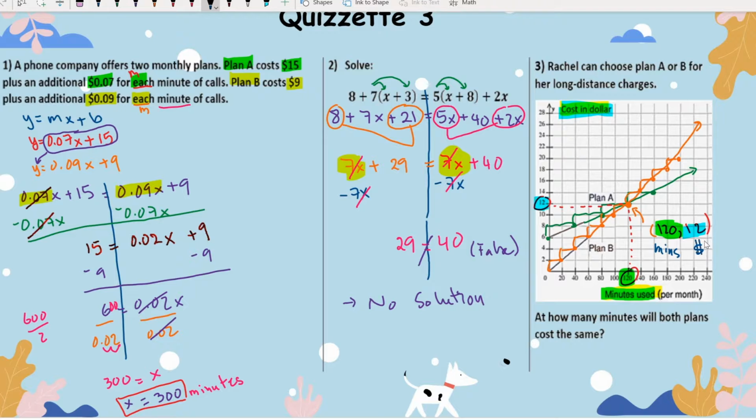So it means that if you make a phone call for 120 minutes long, it will cost you $12. Since 2 lines cross each other right there, at 120 minutes, both plans will cost the same price, which is $12. Okay, so how many minutes will both plans cost the same? The answer is 120 minutes.